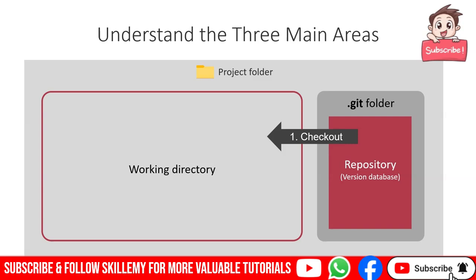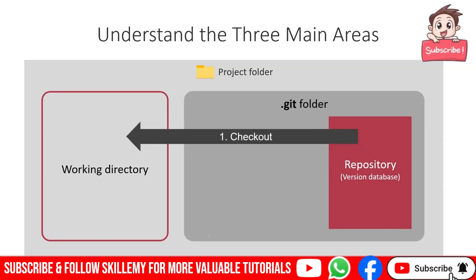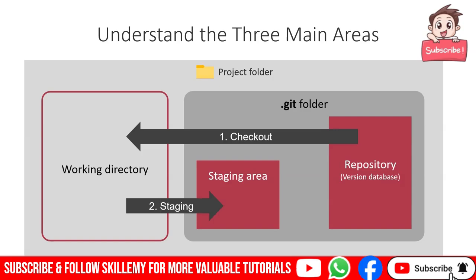Now we have actually two areas, the repository and the working directory. But when you want to commit the changes from your working directory to the Git repository, a third area gets involved. That area is also part of the hidden Git folder, and it is the so-called staging area. When you have changed files in the working directory, you can add those files to the staging area. Everything that you added to the staging area will be part of the next commit.